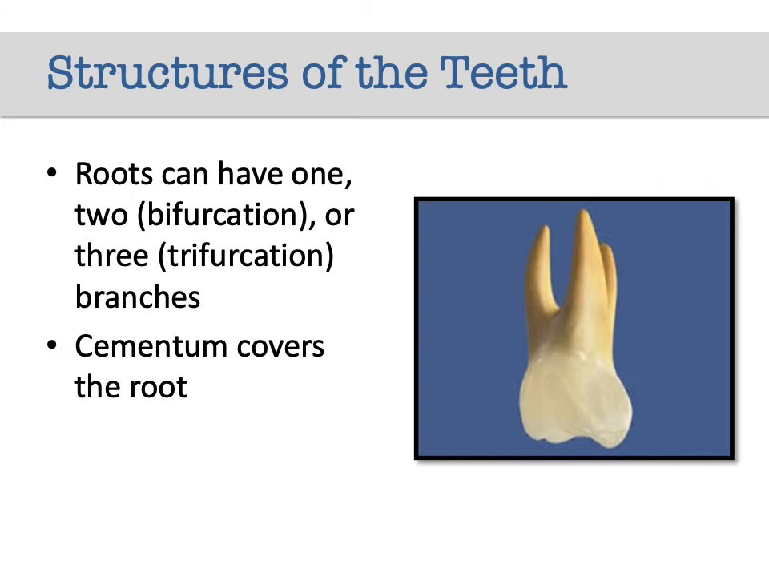The roots of the teeth can have 1, 2, or 3 branches or actual roots. A tooth that has 2 roots is referred to as bifurcated, and 3 roots is called trifurcated. The root is entirely covered with a material called cementum.